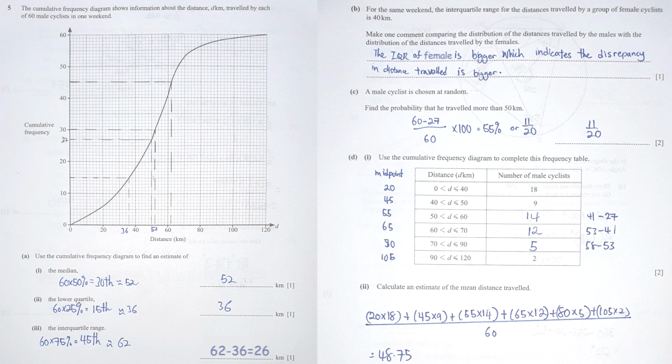Question D, use the cumulative frequency diagram to trace this back. For between 50 to 60, it's actually 41 and 27. So the value is 14 after identifying that difference. Repeat the same for the respective groups, then you will get 12 and 5. For you to calculate the mean, you need to identify the midpoint of the interval. So it is 20, 45, 55, 65, 80, and 105. Multiply them with their respective frequency counts, which are the numbers of cyclists here, divide by 60, then you will get their average or mean as 48.75.